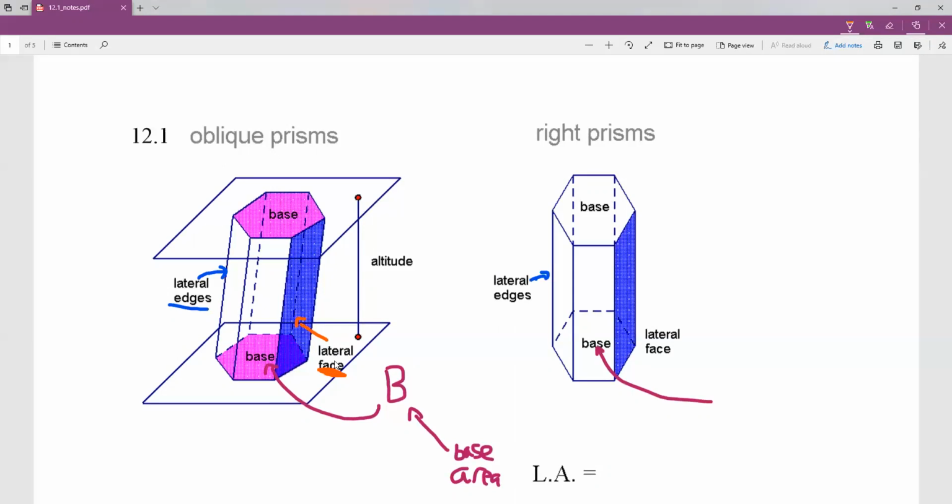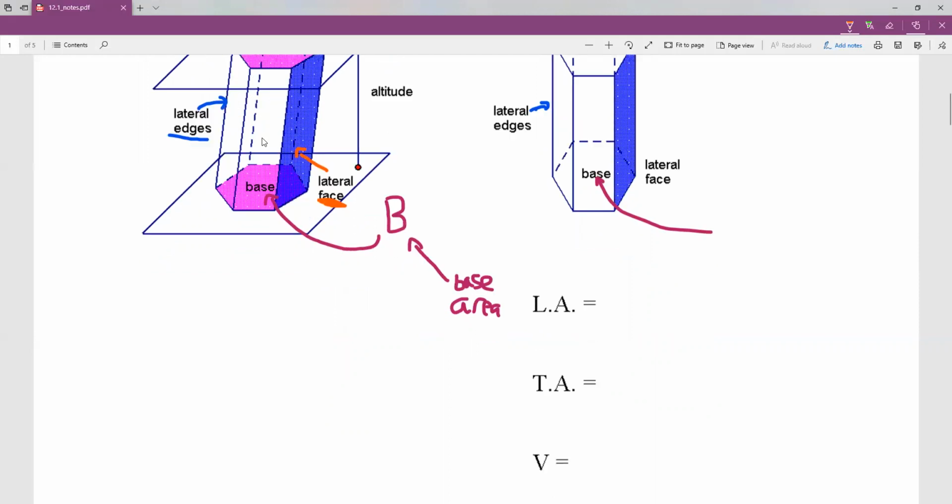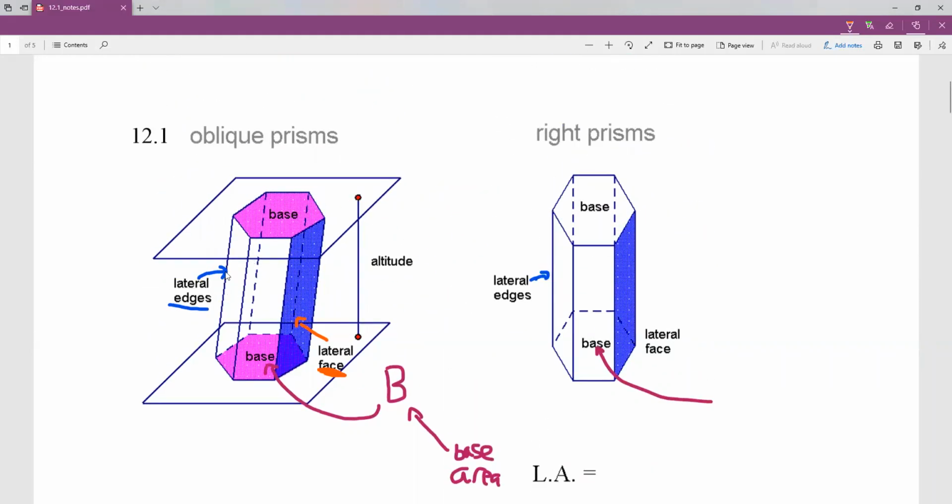And the number of lateral faces a prism is going to have depends on the sides of the base. So in this case, the base has 1, 2, 3, 4, 5, 6 sides. So there are going to be 1, 2, 3, 4, 5, 6 lateral faces. Same thing with lateral edges. It's going to have the same amount of lateral edges as there are number of sides.